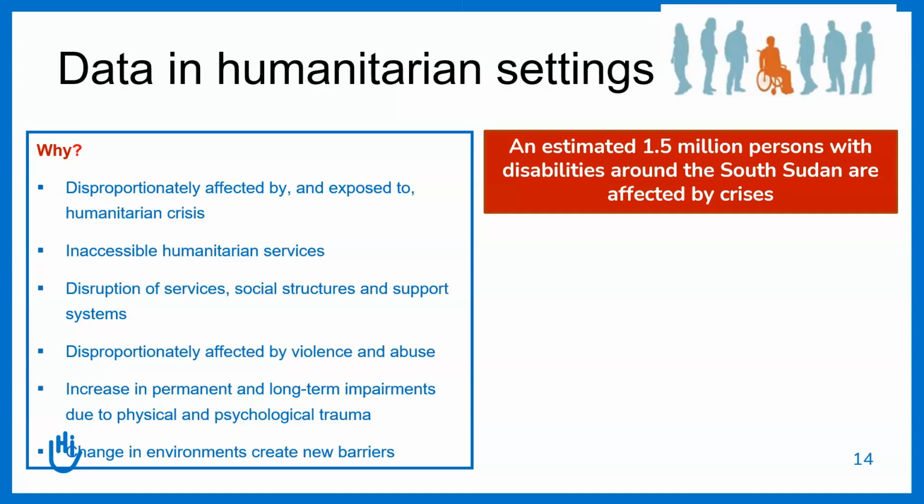So what WHO does is to estimate that 15% of any given population are persons with disability. In our last HNO 2023, 9 million people were given by UN OCHA as persons in need of humanitarian intervention. So if you take this, 15% would round off to 1.5 million persons in South Sudan who are persons with disability and need our intervention.